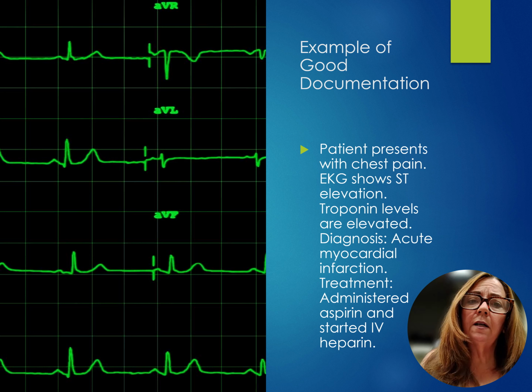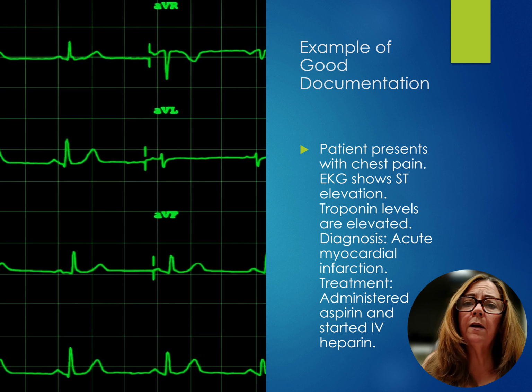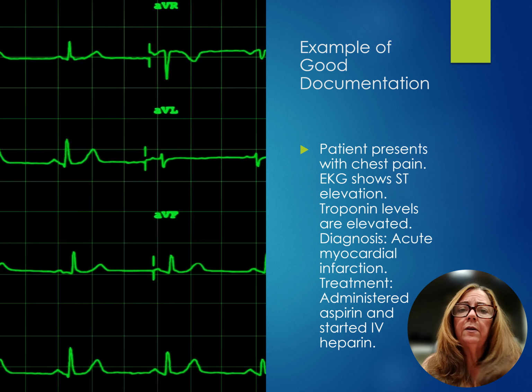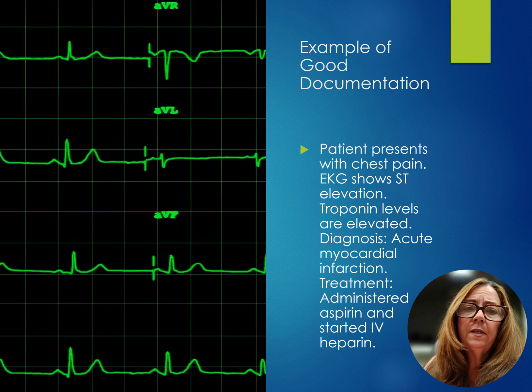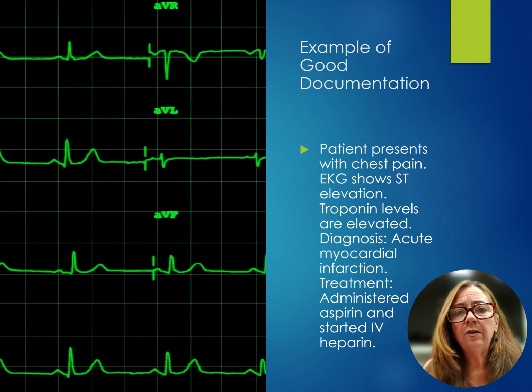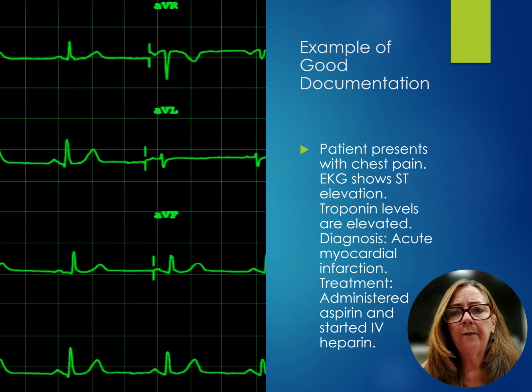Clear and detailed documentation improves patient care by providing a comprehensive record that can be used by other healthcare providers involved in the patient care. So this example demonstrates how good documentation practices can enhance clinical validation, support coding accuracy, and improve patient care. By ensuring that our documentation is detailed, specific, and clear, we can provide better care for our patients.